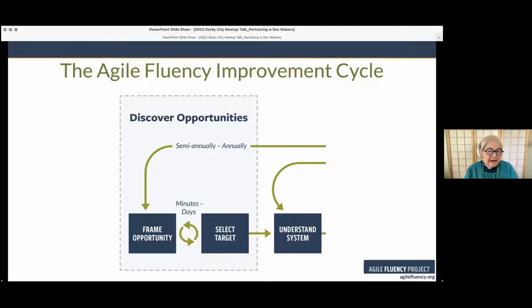But that's the first part of the improvement cycle, establishing that I'm not here for my ends. I'm here for your ends. And I'm going to give you the best advice, the best counsel, the best partnering, the best working relationship I can, so that you can get what you need. And that's the message that we're trying to create here.